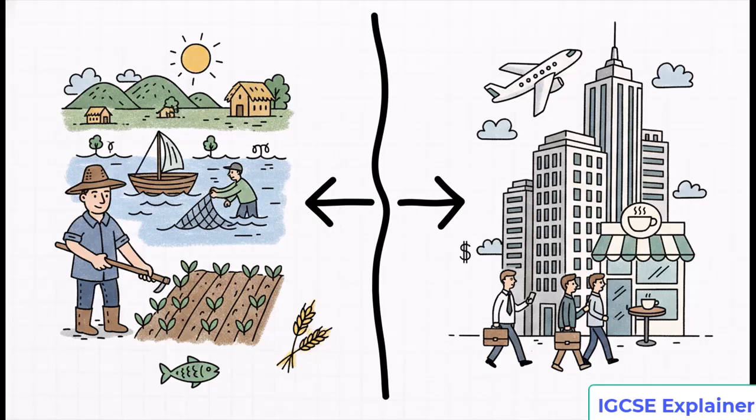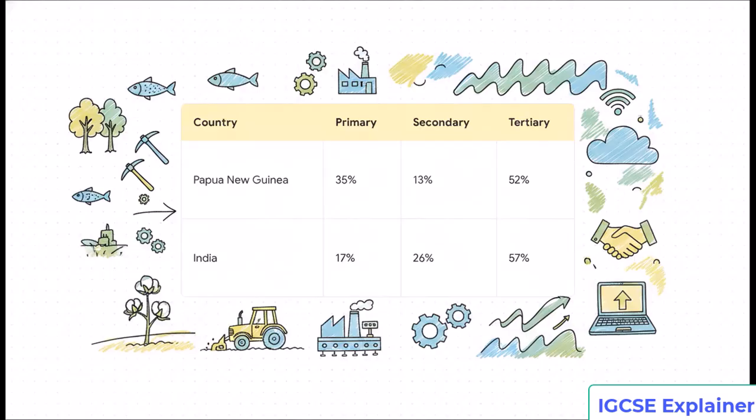It's huge. Now, what's really interesting about this data is the contrast it shows between developing economies. If we look back at 2017, take Papua New Guinea. They had a really significant primary sector, sitting at 35%, but a relatively small secondary sector at 13%. Compare that to India. Their primary sector output was lower, at 17%, while their manufacturing, the secondary sector, was double that of Papua New Guinea at 26%.